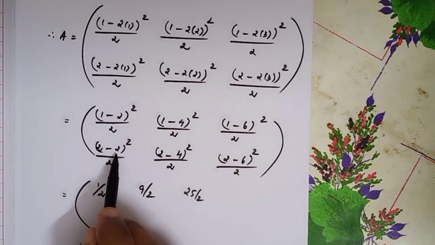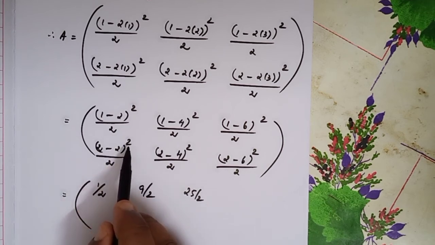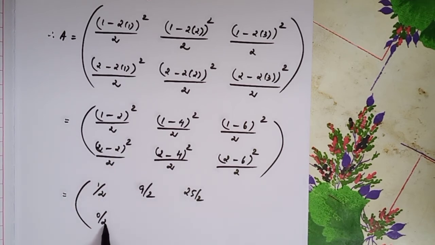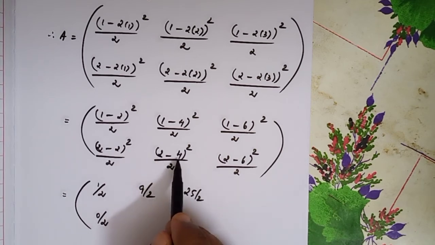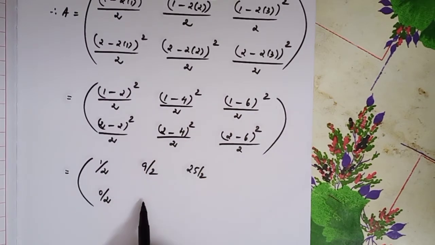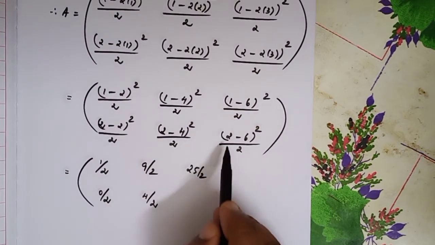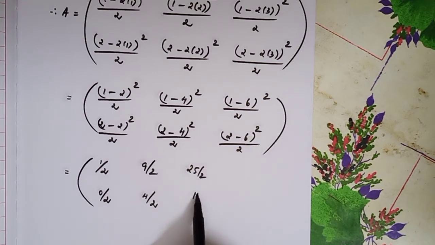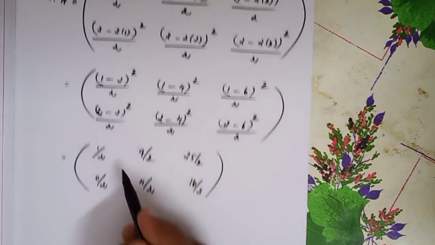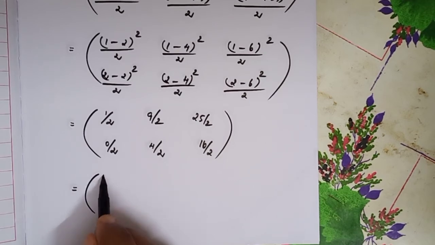Here 2 minus 2 that is equal to 0. 0 square is 0, 0 by 2. Even you can directly write that is 0, because 0 by anything is 0. So next step you can write 2 minus 4 that is equal to minus 2. Minus 2 the whole square is 4, 4 divided by 2. 2 minus 6 that is equal to minus 4. Minus 4 whole square is 16, 16 divided by 2.